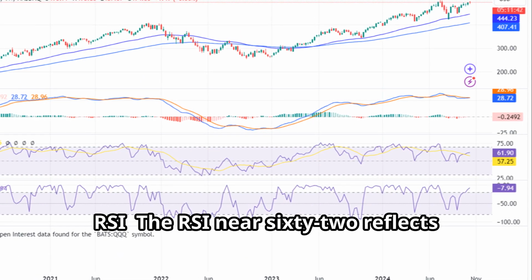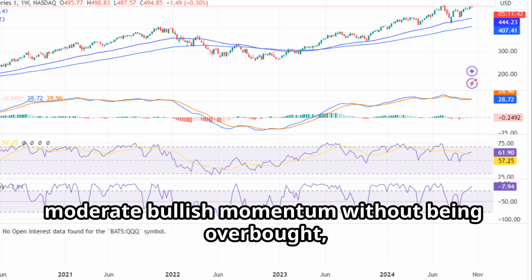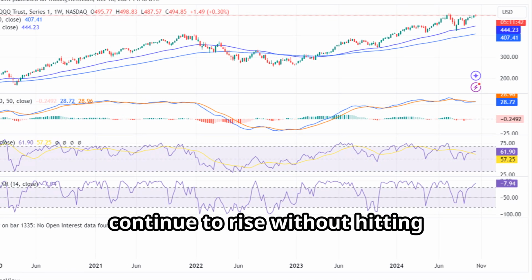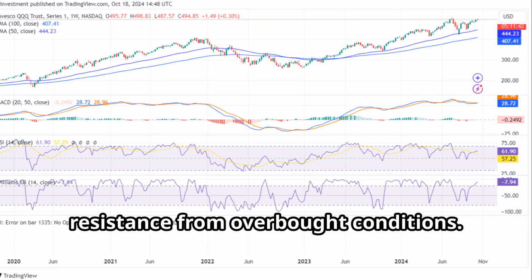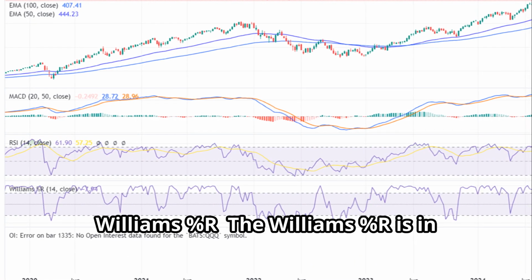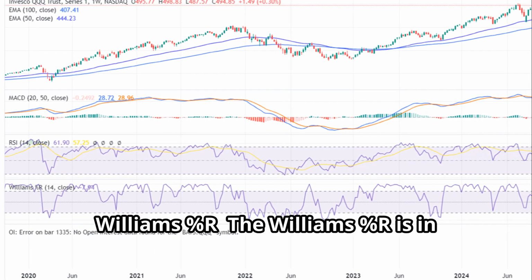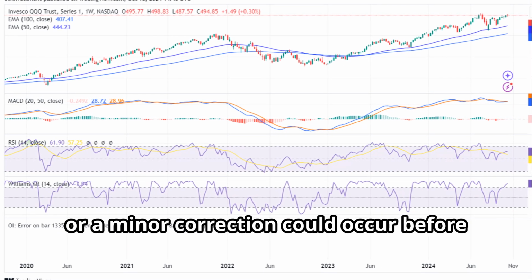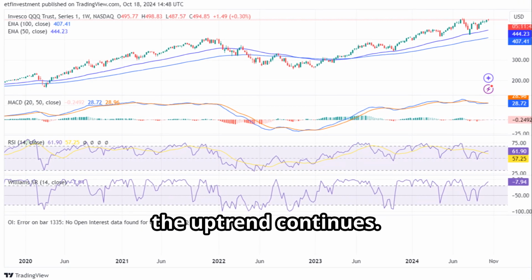RSI: the RSI near 62 reflects moderate bullish momentum without being overbought, meaning that the price could still continue to rise without hitting resistance from overbought conditions. Williams percent R: the Williams percent R is in overbought territory, suggesting that short-term consolidation or a minor correction could occur before the uptrend continues.